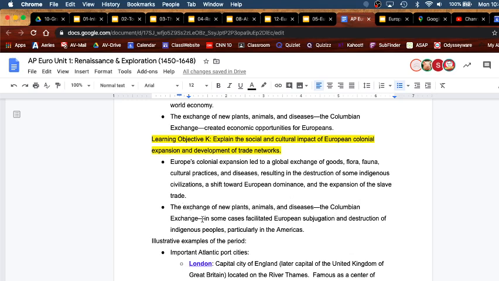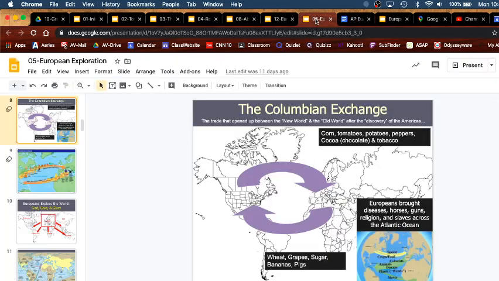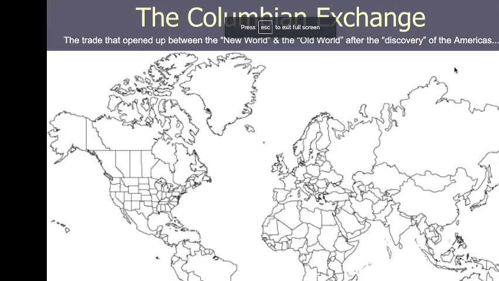The Columbian exchange, in some cases, facilitated Europe's subjugation and destruction of indigenous peoples, particularly in the Americas. So now it's time to dive into what the Columbian exchange is. Maybe I'll go ahead and just expand this. It will take just a second to load. But as this is expanding, it's going to help us to understand what we're looking at.